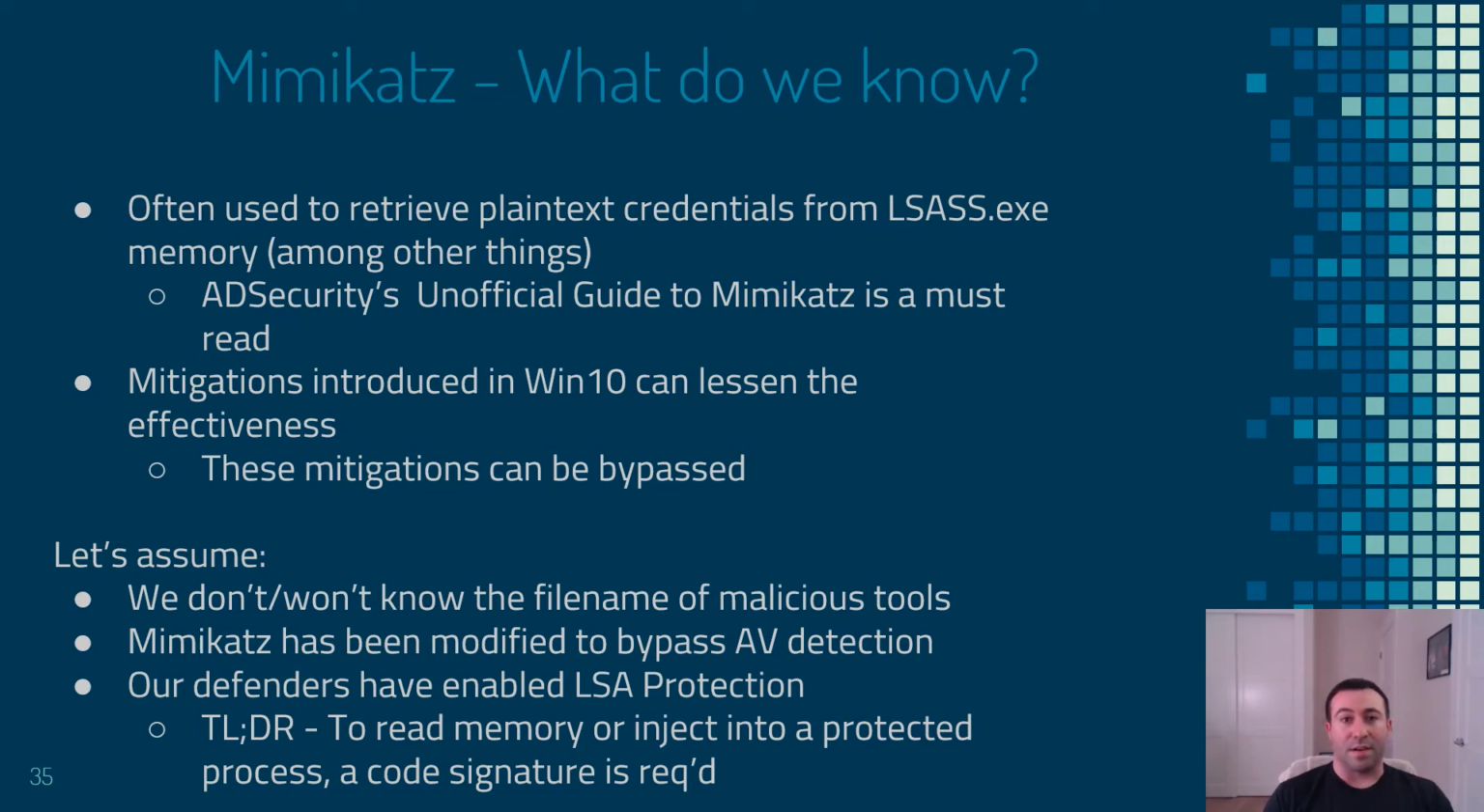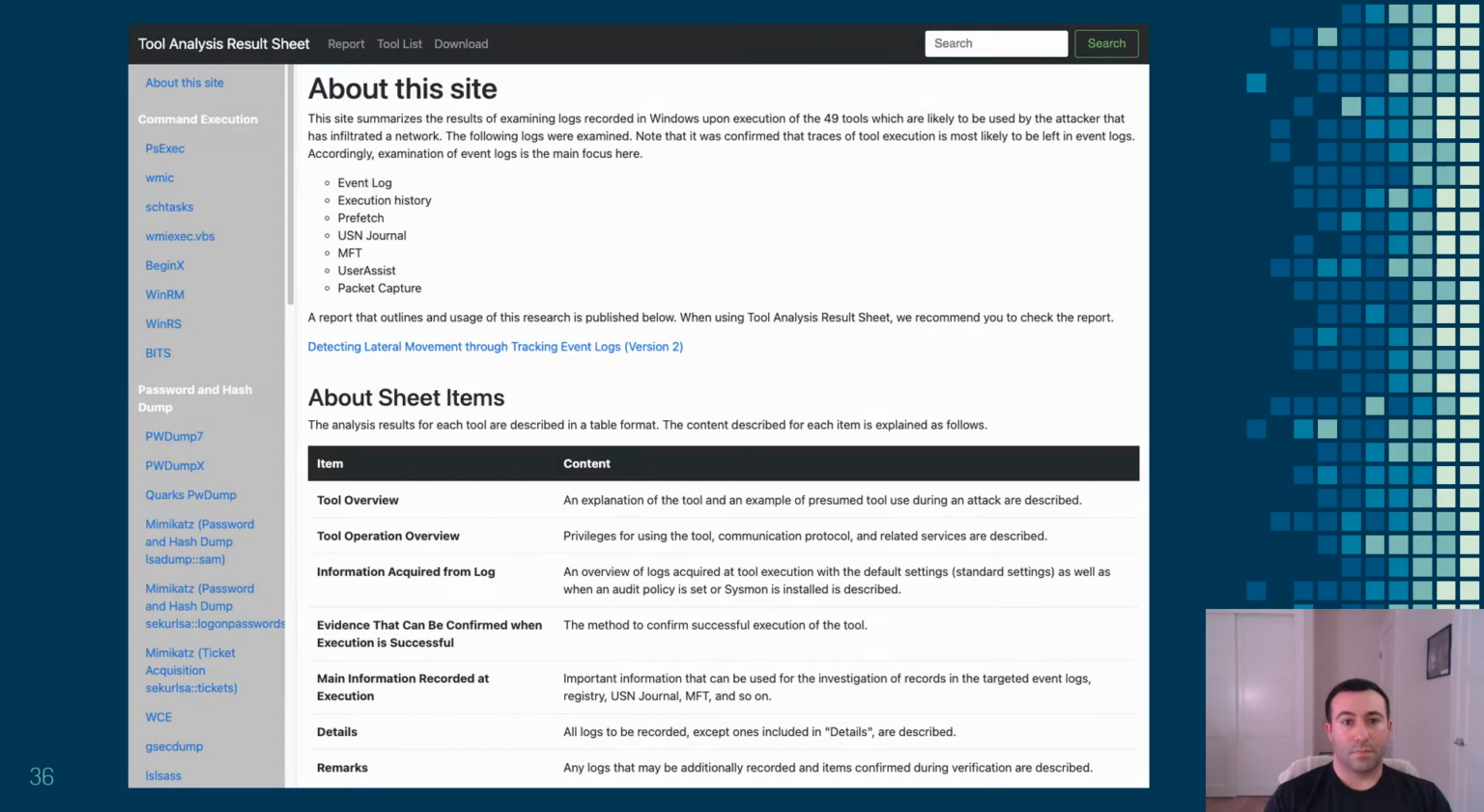For the sake of this scenario, let's assume we don't know any of the malicious file names being used. Let's also assume the adversary has modified Mimikatz in such a way that it avoids detection by antivirus. Lastly, to mix things up a little bit, let's say our intrepid defenders have gone ahead and done extra credit and enabled LSA protection. This protection makes LSASS a protected process, which means that programs that want to read its memory or inject memory into it must have a valid code signature.